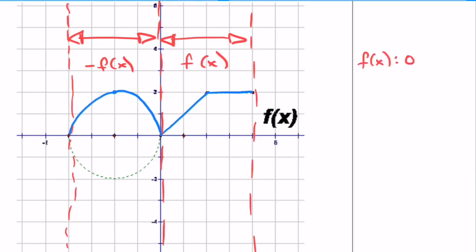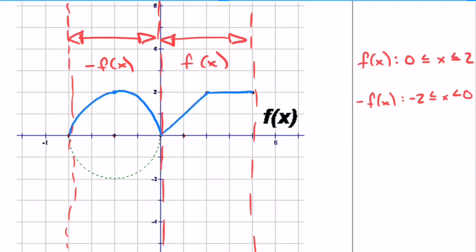So the domain of f(x) is 0 ≤ x ≤ 2. The domain of -f(x) is -2 ≤ x < 0. For the domain of f(x) and -f(x), 0 is the overlapping point.